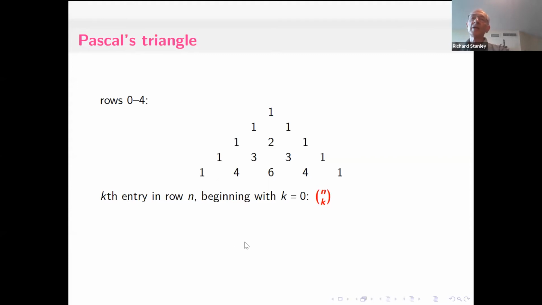In Pascal's triangle, the kth entry in row n is just the binomial coefficient n choose k. A lot of properties of this triangle are easy to understand because we have this nice explicit formula for n choose k. We have a generating function for the entries in row n, the sum over k of n choose k times x to the k. Of course, this is just the binomial theorem, (1 plus x) to the n. So I'll be looking at some analogs of this.